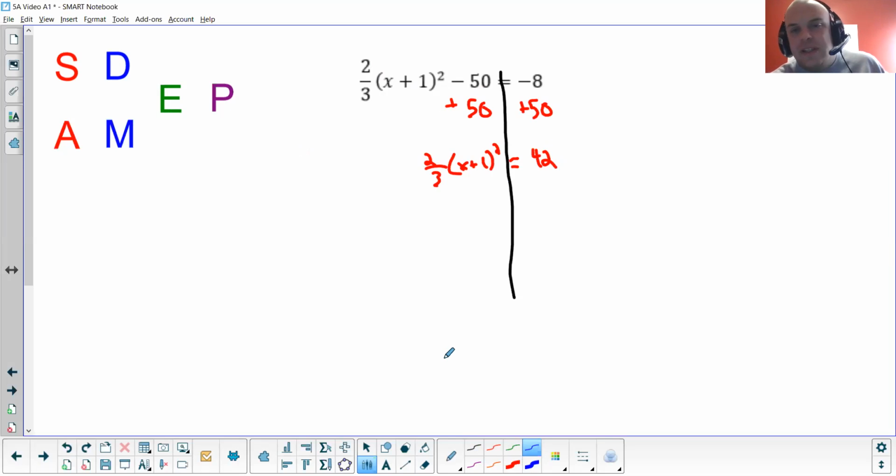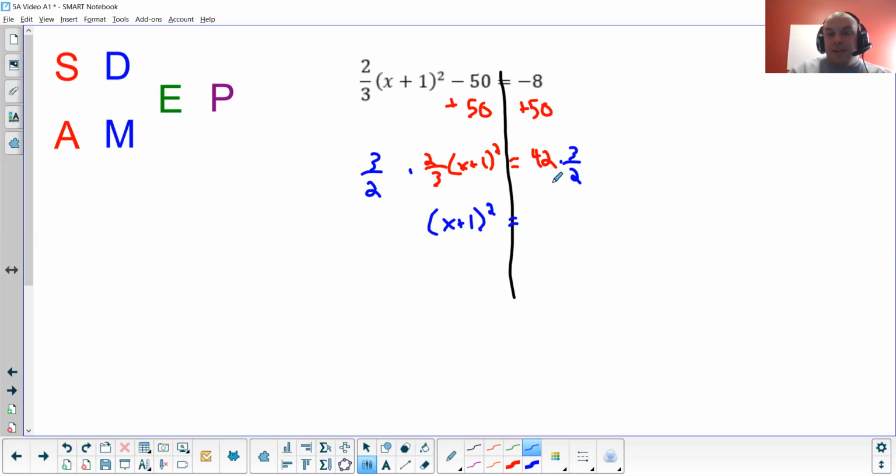Next, I got 2/3 x plus 1 squared. Now I saw Miss Robinson's video already, and she kind of explained to you guys you can do this in 2 steps, or you can get rid of it in 1 step. If you have my class, I've always talked about when dividing fractions, multiply the reciprocal, where it's like, okay, to get rid of 2/3 that's multiplying, we're just going to multiply it by the reciprocal, which is 3/2. If you wanted to do it in 2 steps, you could be like, okay, I'm going to multiply by 3, then divide by 2. So now you're left with x plus 1 squared equal to.